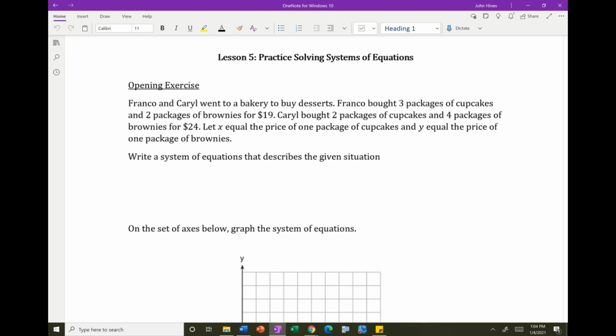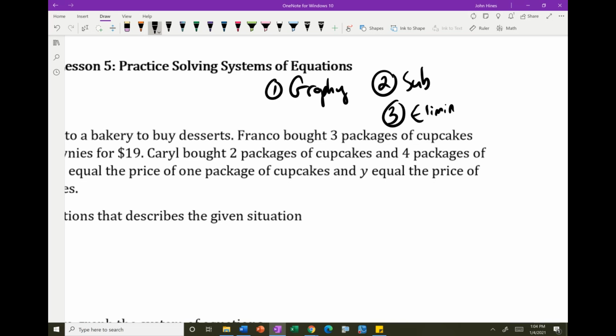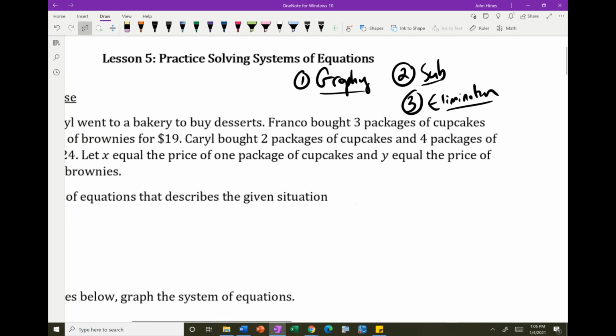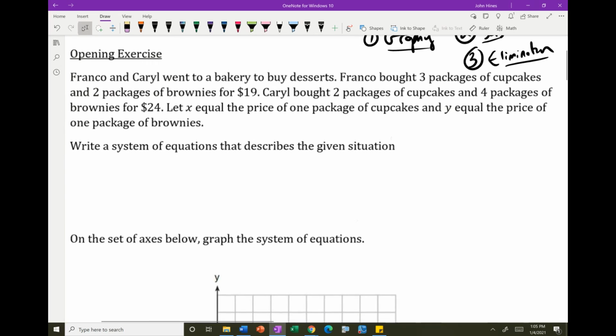All right, folks, let's jump into lesson 5 here, where we're going to practice solving systems of linear equations. So we have our three methods: graphing, substitution, and my favorite, elimination. Those are our three ways that we can solve a system of equations. We can graph the two lines, we can use substitution, or we can use elimination. And today we're just going to practice doing a couple problems using all three of those techniques.